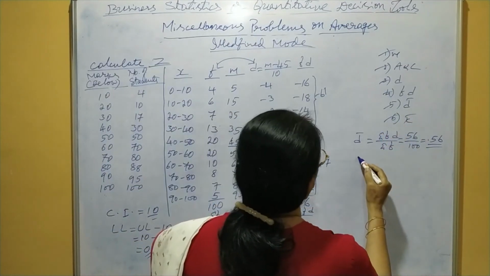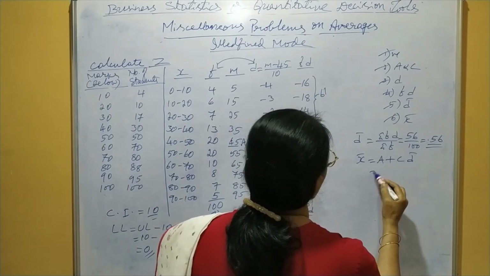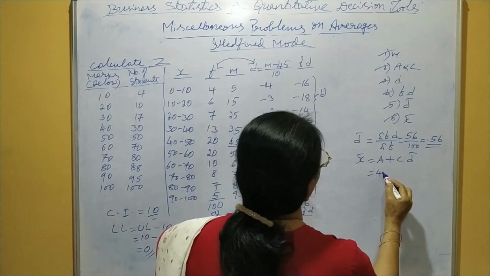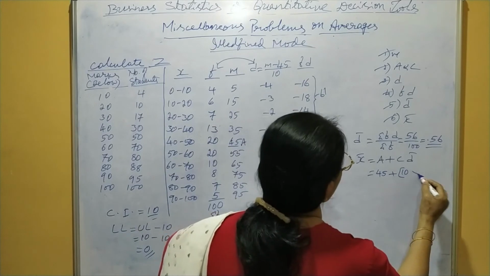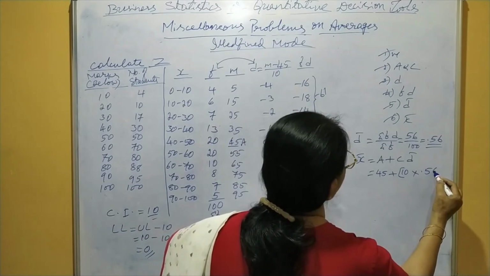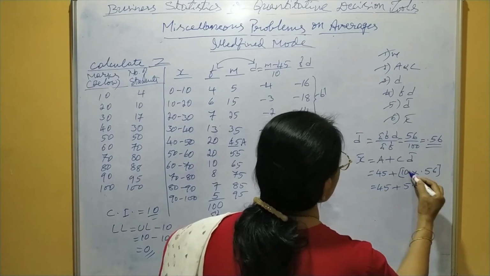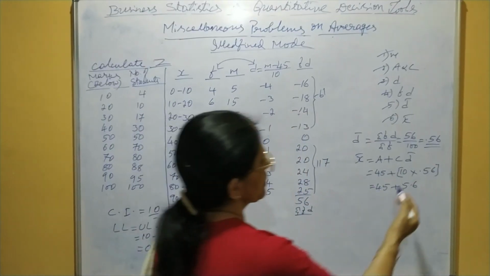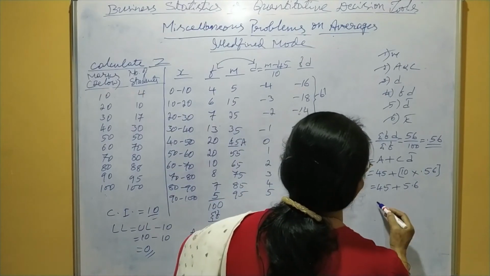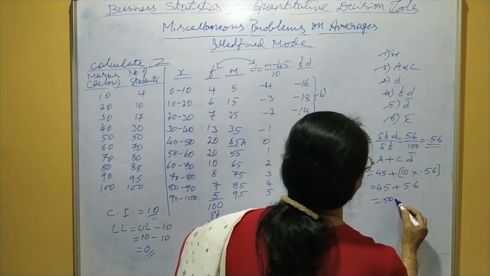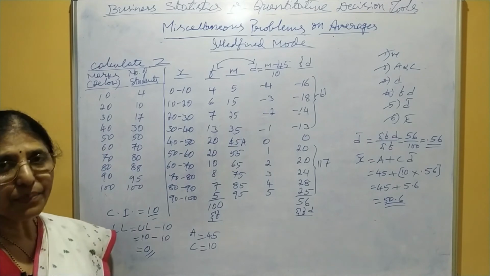Next one is X bar. X bar equals A plus C D bar. A, assumed mean, is 45, plus C, common class interval, is 10 into D bar 0.56, equals 45 plus 5.6. Just shift the decimal point one place to the right side, equals 50.6. X bar is 50.6.